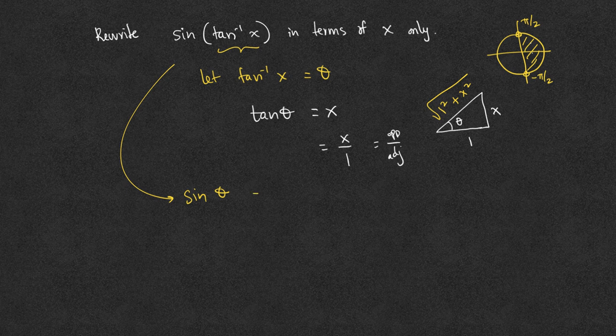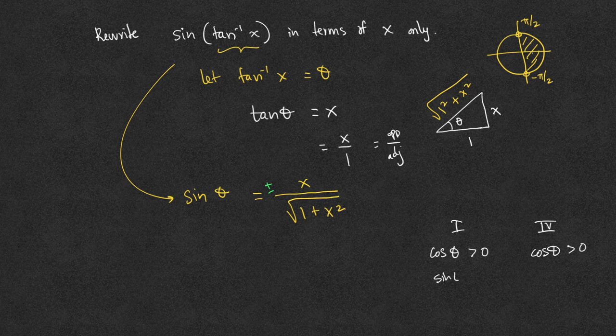First, sine of theta is the opposite, x, over the hypotenuse, the square root of 1 plus x squared. But every time we use the right triangle, we would need to have a plus or minus. Observe that in the first quadrant, cosine of theta is positive. In the fourth quadrant, cosine of theta is also positive. In the first quadrant, sine of theta is positive, whereas sine of theta is negative in the fourth quadrant.